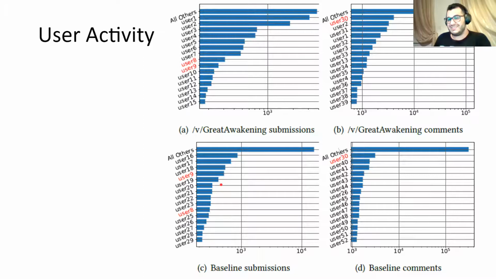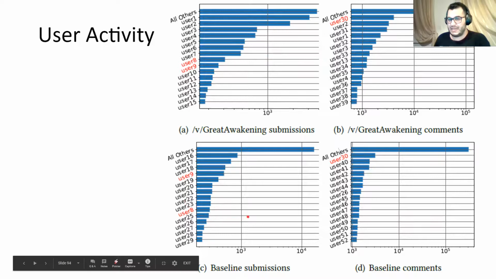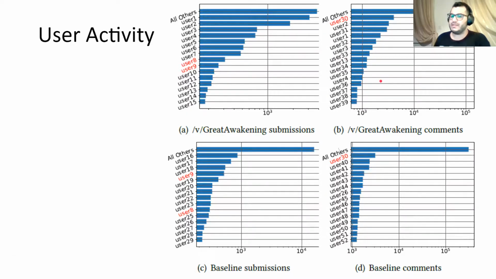Now, also, it's interesting to highlight that we also notice some overlap between the top submitters, and specifically user 8 and user 9, which are top submitters in Great Awakening, are also top submitters in the baseline subverses. And user 30 is the top commenter in both Great Awakening and the baseline communities.